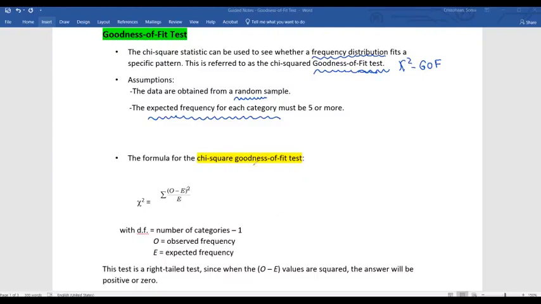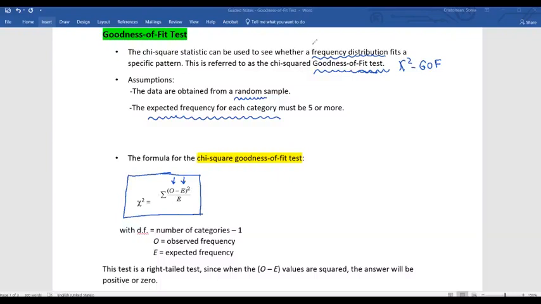The formula for the chi-square goodness of fit test, this is the test statistic. It's based on the observed value and expected value. So the formula, this is something new. This is the first time we're seeing this formula. It's chi-square equal to the summation of (observed minus expected) squared, over expected.